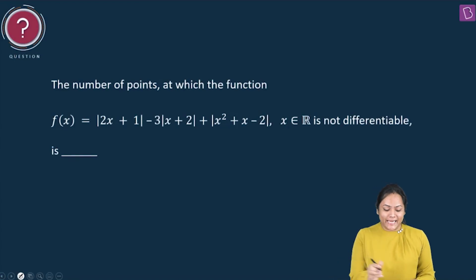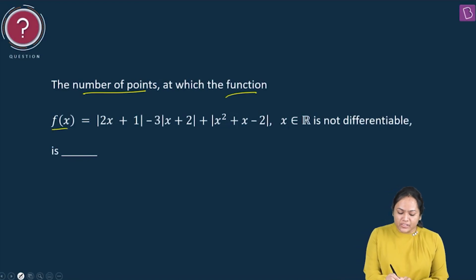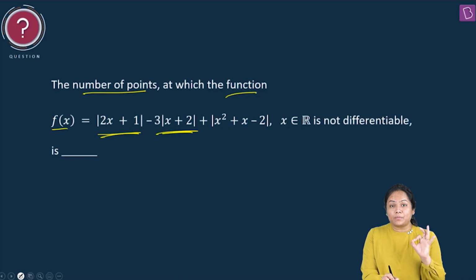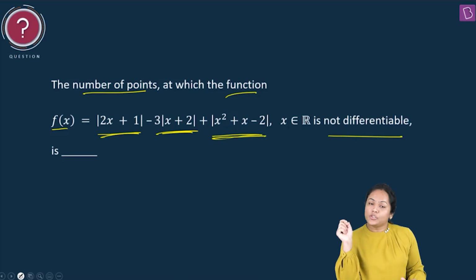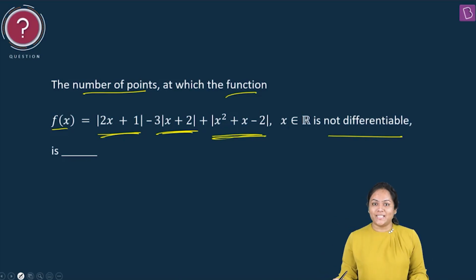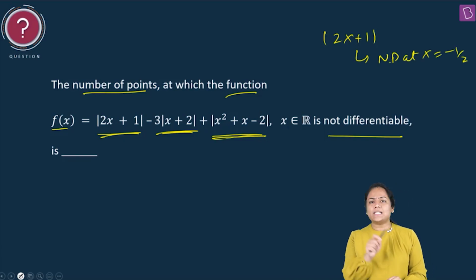Well, this question says we have to find the number of points at which the function f(x) = |2x + 1| - 3|x + 2| + |x^2 + x - 2| is not differentiable. So here I have to check the derivability of this function, right? And they have given me the mod. That means we know that if I have a single mod, suppose |2x + 1|, it is non-differentiable at x = -1/2 because that is the critical point. So that means my critical points will create a problem, and at those points only I have to check the derivability or the differentiability, right?